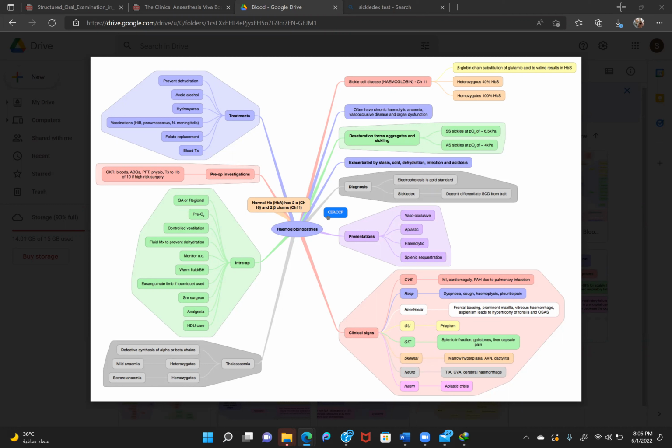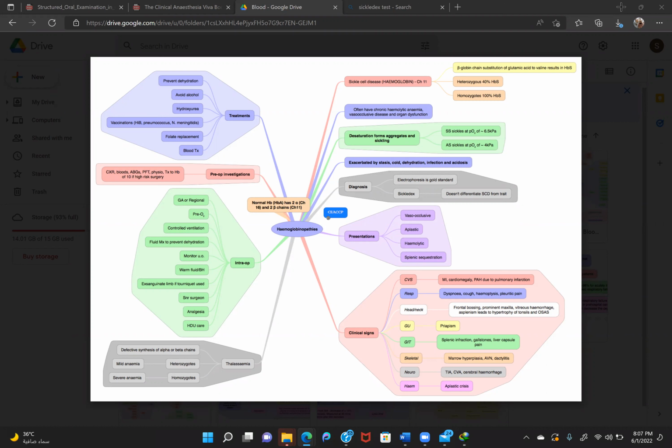Can someone tell why this maxilla and frontal bossing occurs? And there is hypertelorism, and tarring of the skin. What may be the reason for these things? Yes, anyone can tell, please. This is because of repeated blood transfusions. Iron overload. Yes, iron overload.